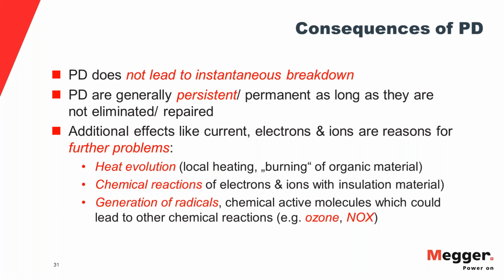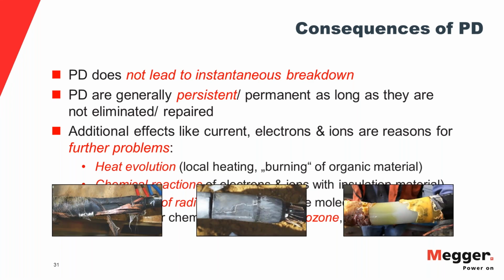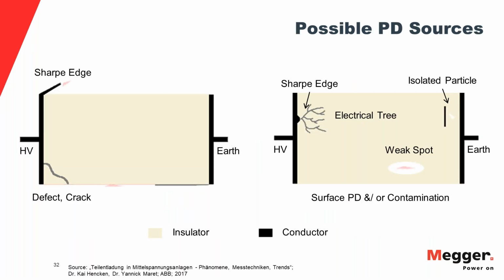And you create radicals, which create even more problems with ozone and NOx that contribute to the corrosion even more. And then you get things like this, you know, tracking, corrosion, and then on the left, heat problems. So in the insulation, specifically in solid dielectric cables, what do you have there? You have the weak spots, you have the isolated particles, cracks. All of these things are actually sources of PD.